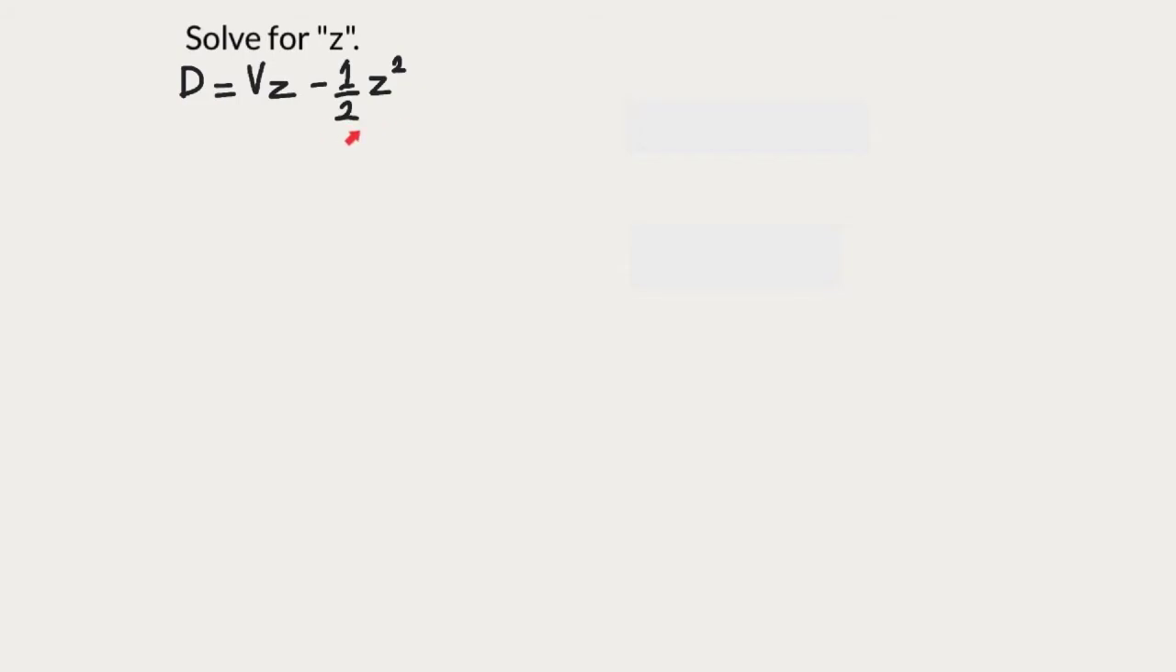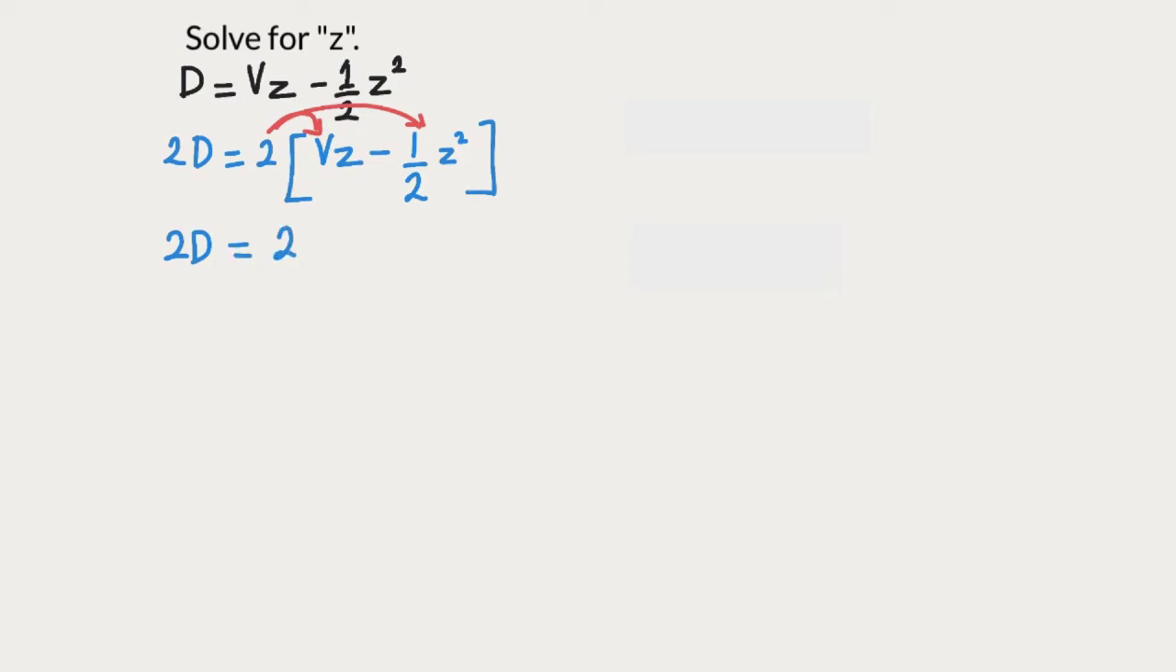We can get rid of the fraction in this equation by multiplying both sides of the equation by 2. 2d on the left hand side equals 2 times the quantities on the right hand side, which are vz minus half z square. We'll distribute 2 on the right hand side, 2 times vz and 2 times half z square. Left hand side is the same, 2d. 2 times vz is 2vz and 2 times half z square just gives us negative z square.